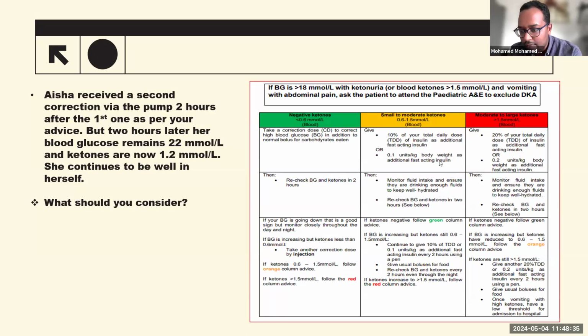She continues to be well in herself. Yes, Mohamed Noor, pen correction. So you should consider pen correction. And why is that? Because of Christina's question, pump works okay or not.